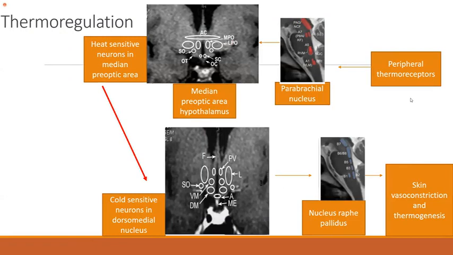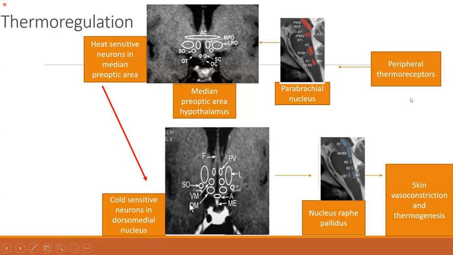Now about thermoregulation. The peripheral thermoreceptors, through peripheral nerves and the spinal cord, give information to the parabrachial nucleus. The parabrachial nucleus is lying in the upper pons. The parabrachial nucleus in turn projects to the median preoptic area in the hypothalamus, which contains heat sensitive neurons.